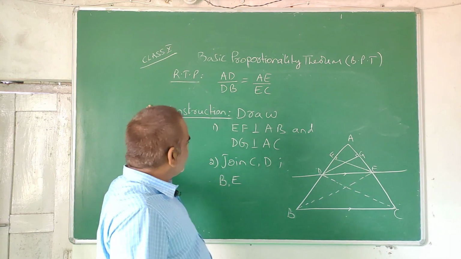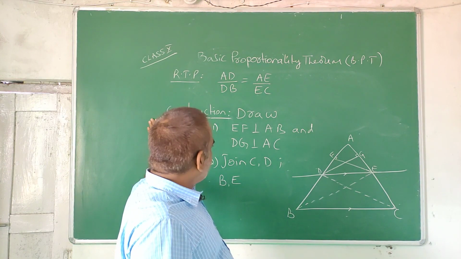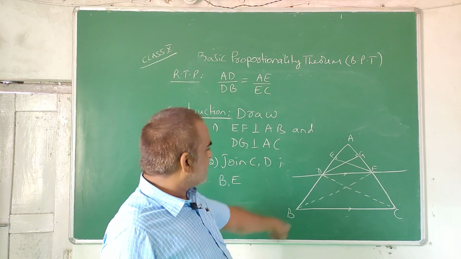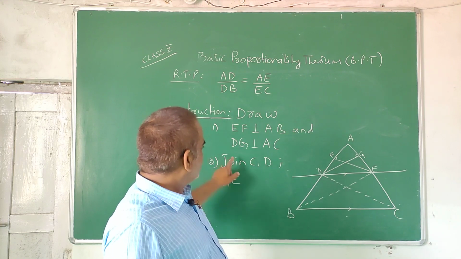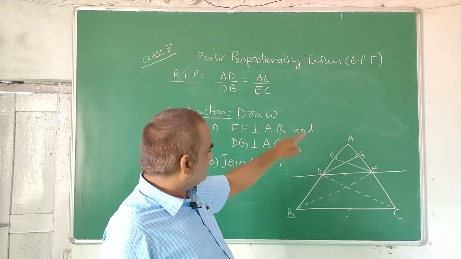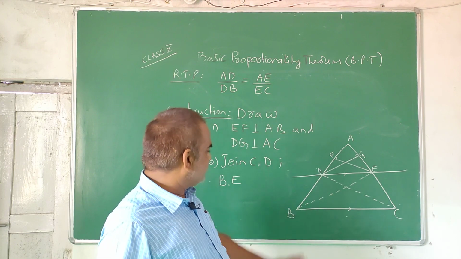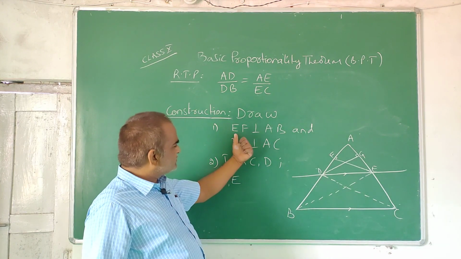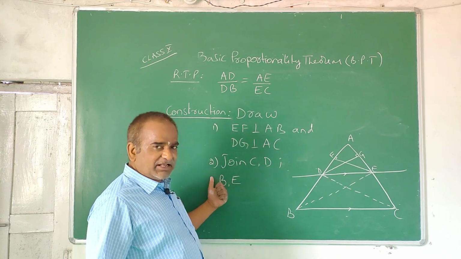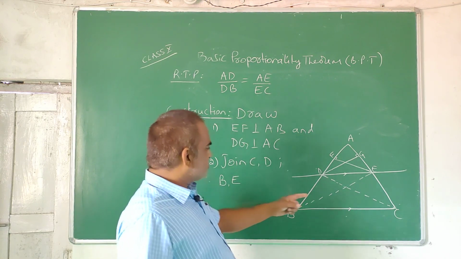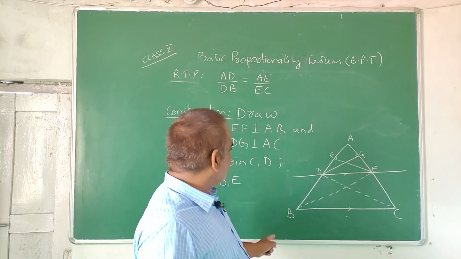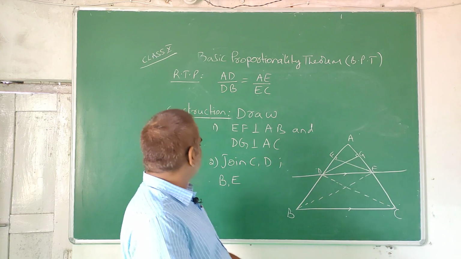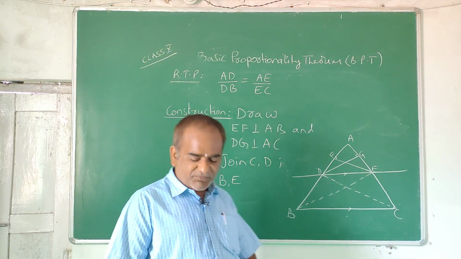Now the construction is most important. We have drawn EF perpendicular to AB, or you can say AD, your wish, and DG perpendicular to AC or AE, you can say, because all are collinear points. So this is the construction. The second construction is, we have joined the points C and D and B and E. This is the construction. Now the proof follows.